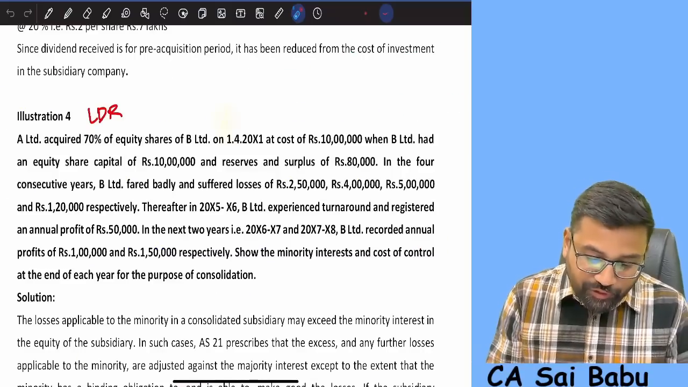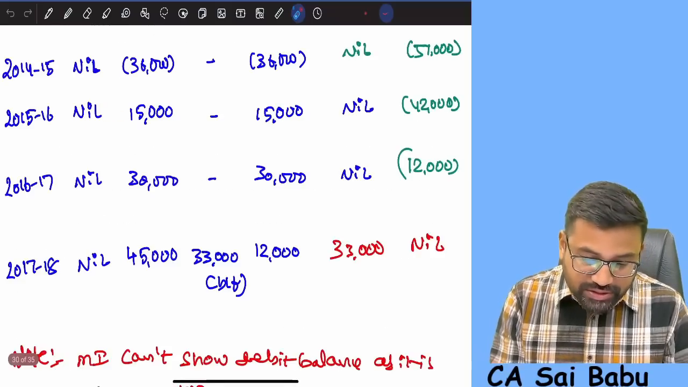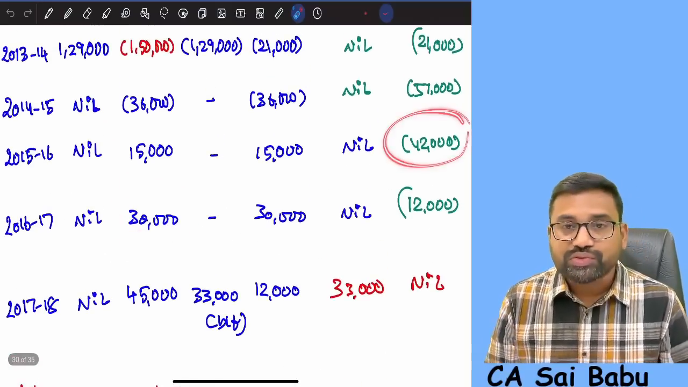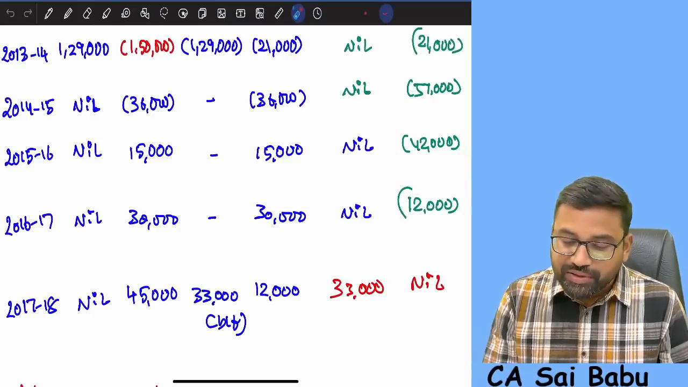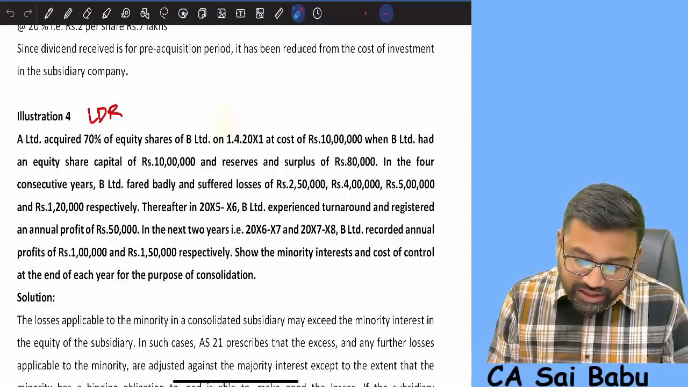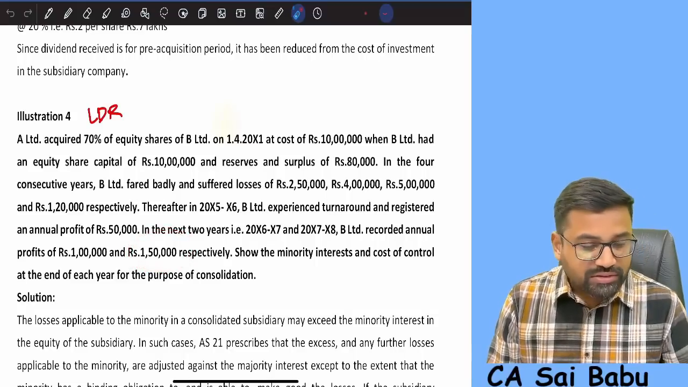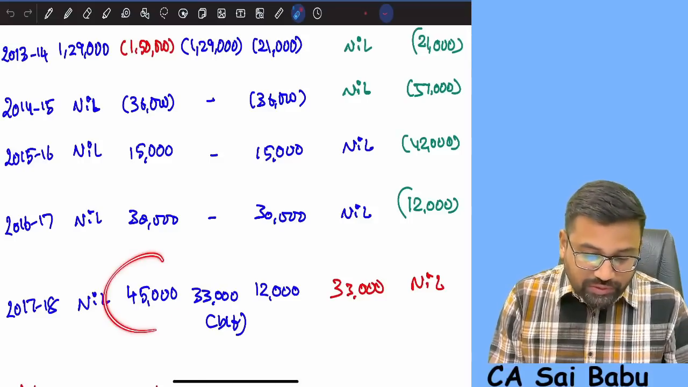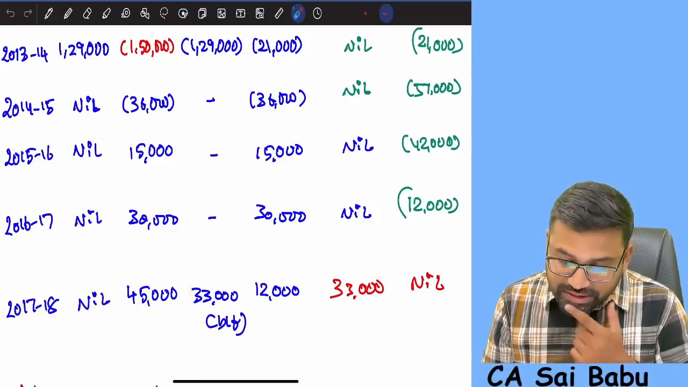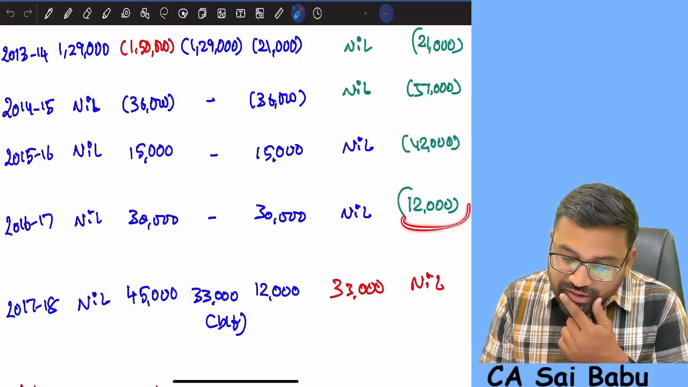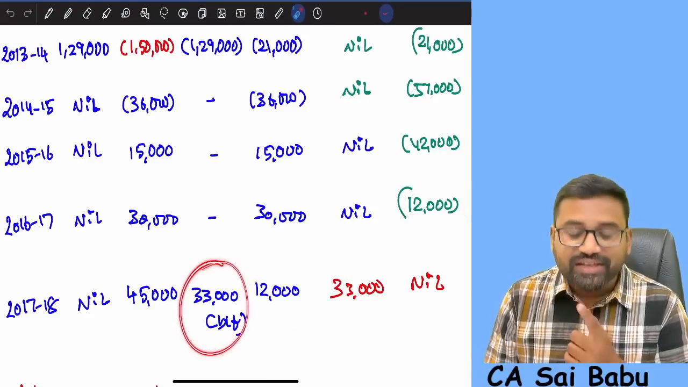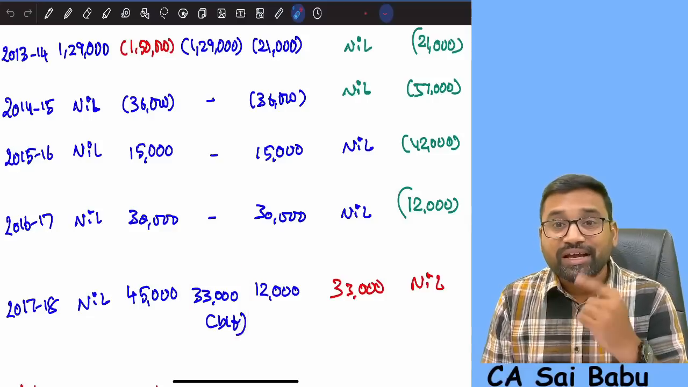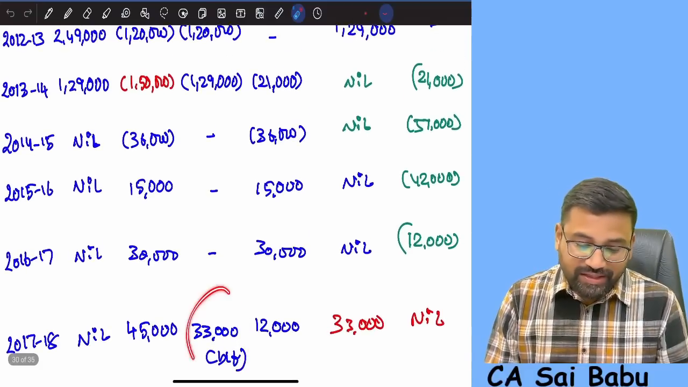Again next year there is a profit of 1 lakh. In this 30%, 30,000. Again adjusted to 42,000. Now the adjusted reserves of the parent company will become 12. And finally in the year 17-18, 1,50,000 profit in the subsidiary. In this 30% share, 45,000. Now see this. From this 45, the adjusted balance is 12,000 and the remaining is 33,000. Again, the minority interest has become a credit balance, 33.